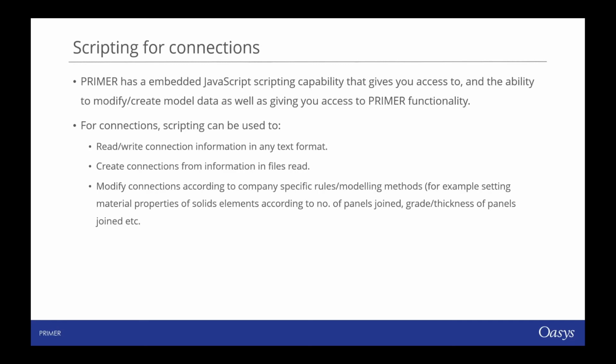You could create connections from information in files read. You could modify connections according to company-specific rules or modelling methods. So you may have set methods for perhaps material properties, depending on the number of panels that you join, grade or thickness of panels, etc. That may change the connection type, the diameter of a spot weld, for example, and you could use JavaScripting to automatically process this information to save you having to manually create and update them yourself each time.